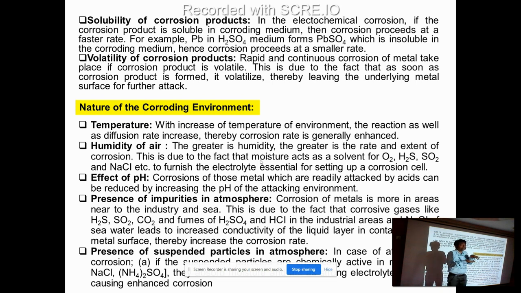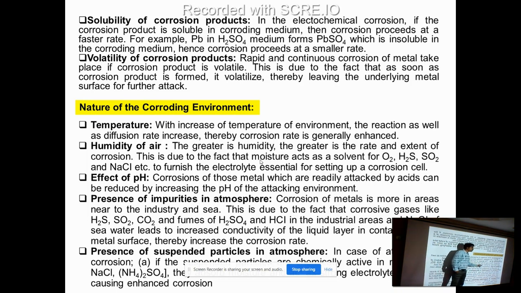Good electrolyte system means good passage of ions. It is giving the directions for the movement. The diffusion will be much faster in the presence of humidity. So in the presence of humidity, whatever the moisture, maybe a small percentage, will act as a good solvent for the oxygen molecules, H2S molecules, or sodium chloride molecules. So it will form a good electrolyte system. Good electrolyte means good ionic movement. Good ionic movement means more corrosion.